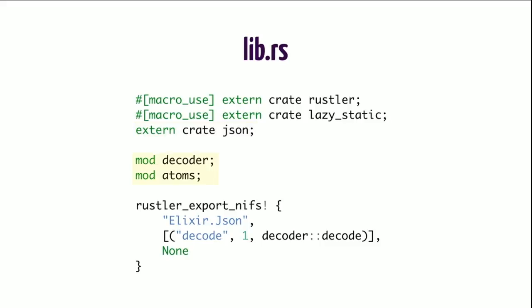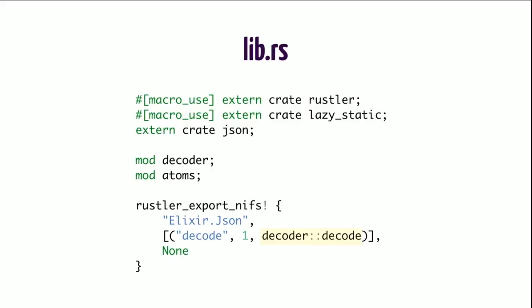Here we have a couple of other modules in our project, so the decoder for calling the decoding. And then we just export. So we have this macro called rustler_export_nifs, and you provide the name of the module. You provide the exports themselves, very similar to the C NIF. So we have the function name in the module for your Erlang module or Elixir module, you have the arity, and then you have the Rust function that you're going to call. And then this None down here, that is if you have additional things that you need to do when the NIF is loaded, you can do it in another function, and you can provide it.